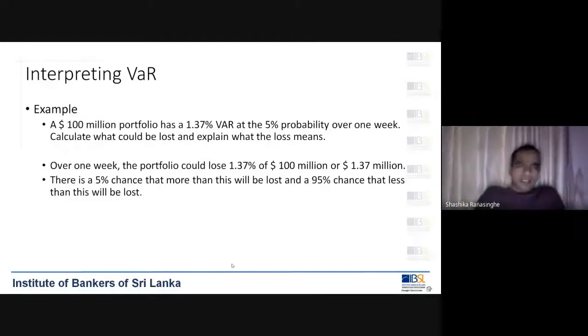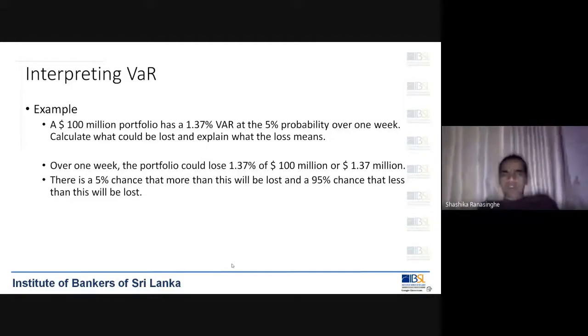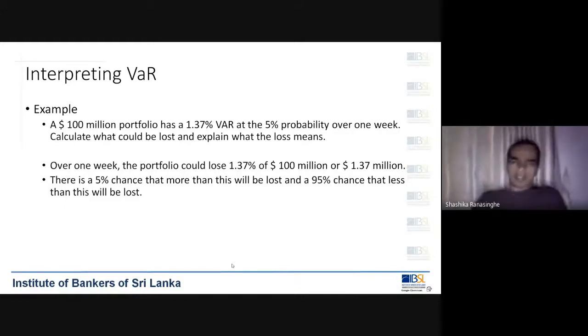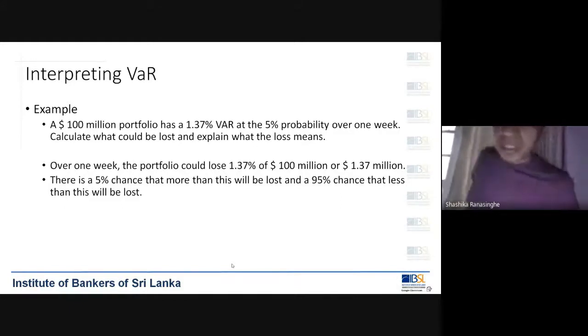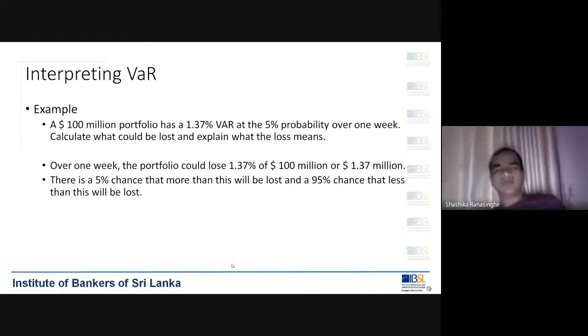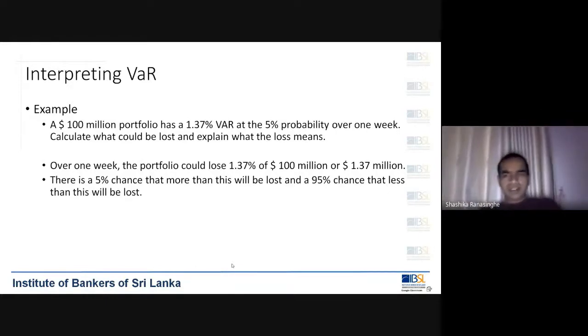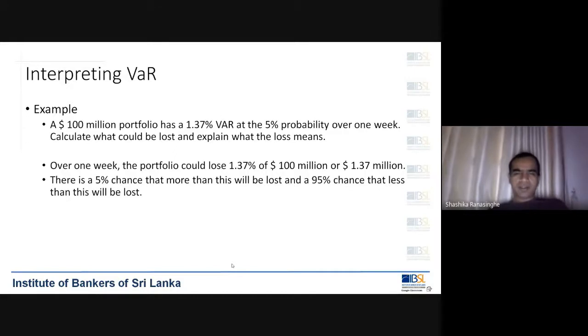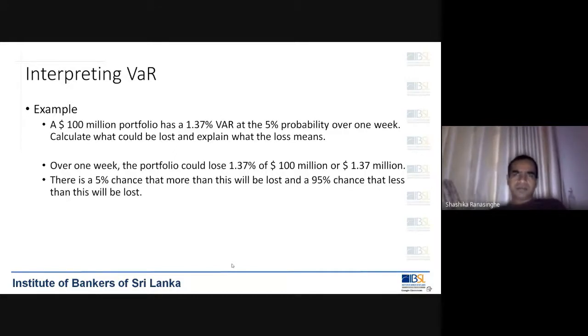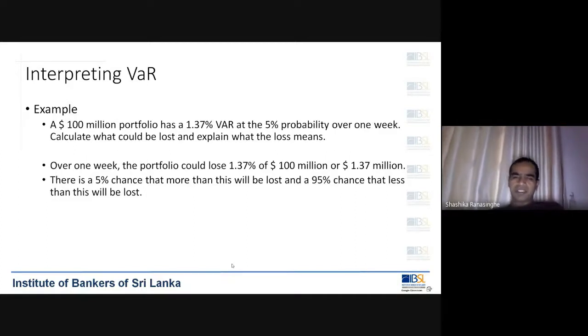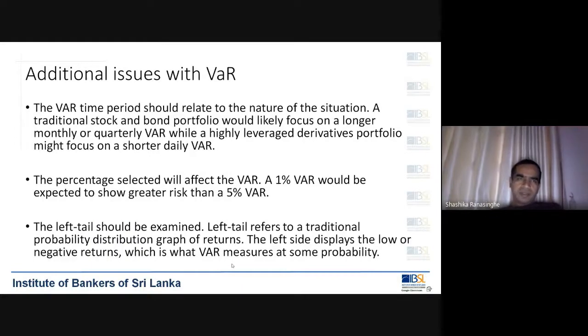This question says a $100 million portfolio has a 1.37% value at risk at 5% probability over 1 week. That means there is a 5% chance that you will lose more than 1.37% and a 95% chance that you will lose less than $1.37 million, right? So 95% of the time your losses will be less than 1.37 and 5% of the time it will be more than 1.37%. So for the next 1 week, there is a 95% probability that your maximum loss will be $1.37 million.